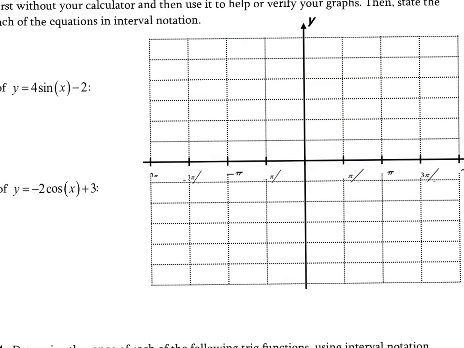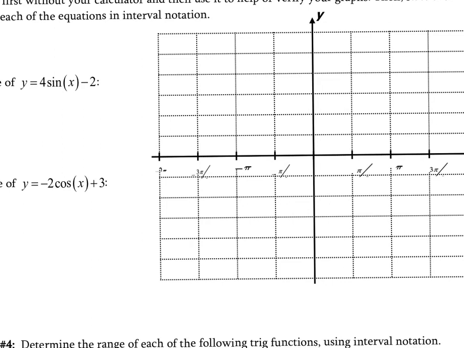For exercise 3, they want us to sketch and label those two functions, y equals 4 sine of x minus 2 and y equals -2 cosine of x plus 3 on the grid below. So these two equations here, I've kind of just zoomed in a bit. All right, so we're going to do those two equations. Then we have to state the range.